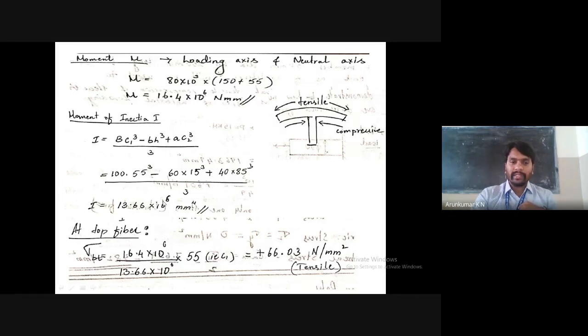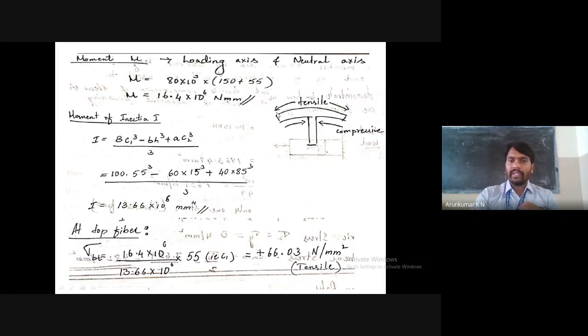So I'm finding the stress at the top fiber. That C is the distance from the top fiber to the neutral axis. It is C1. The C1 value is known. Substitute 55, and you get a positive value because it is tensile at the top. Is it clear? To find out the stress at the top fiber, you need to know that. So what type of stress will be developed at top and bottom? Due to the loading condition, the top will undergo tensile and the bottom will undergo compression.